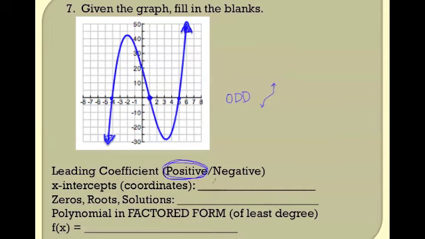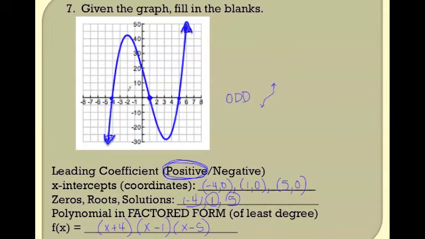The x-intercepts are negative 4, 0, 1, 0, and 5, 0. I'm just reading the points of intersection on the x-axis. The zeros, roots, and solutions are just the x values from those coordinates. And I get my polynomial by kind of thinking backwards. So x plus 4 would give me a root of negative 4. x minus 1 would give me a root of 1. And x minus 5 would give me a root of 5.